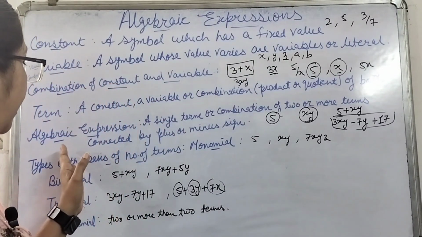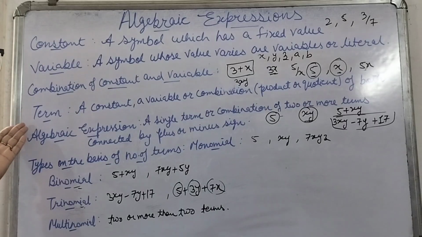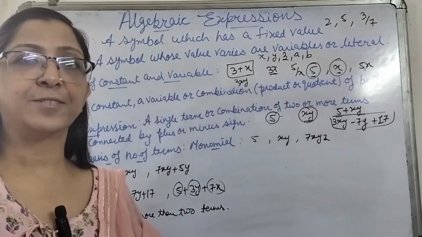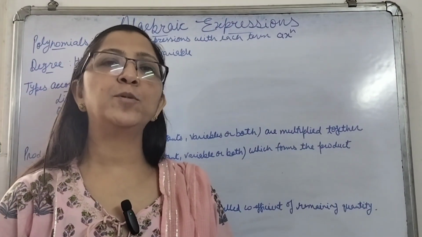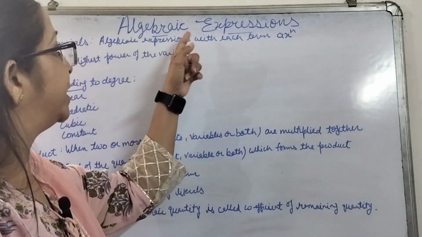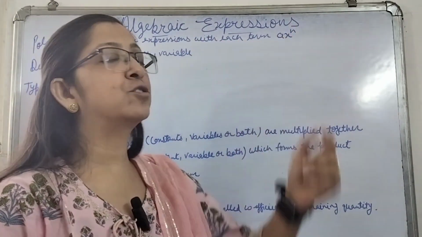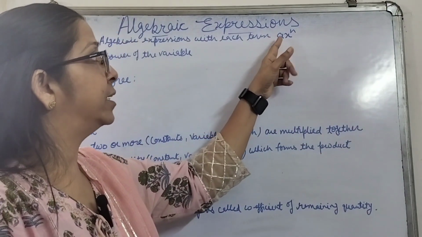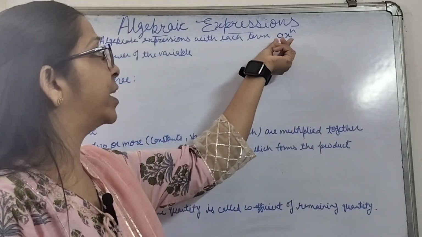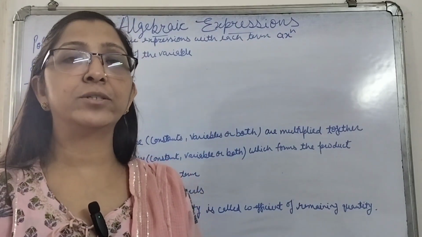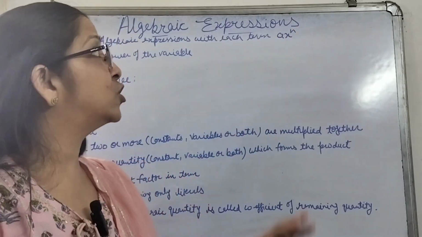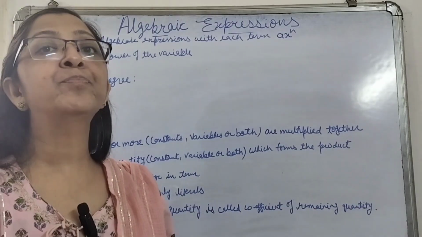Hope it is clear to you what variables are, what constants are, what terms and algebraic expressions are, and what all the types of algebraic expressions are. Now let's see what polynomials are. Polynomials are a special type of algebraic expression whose every term could be denoted as ax raised to the power n, where a is a constant, x is a variable, and n is any whole number. That means if every term of the algebraic expression has the power of the variable as a whole number only, then such algebraic expressions are known as polynomials.